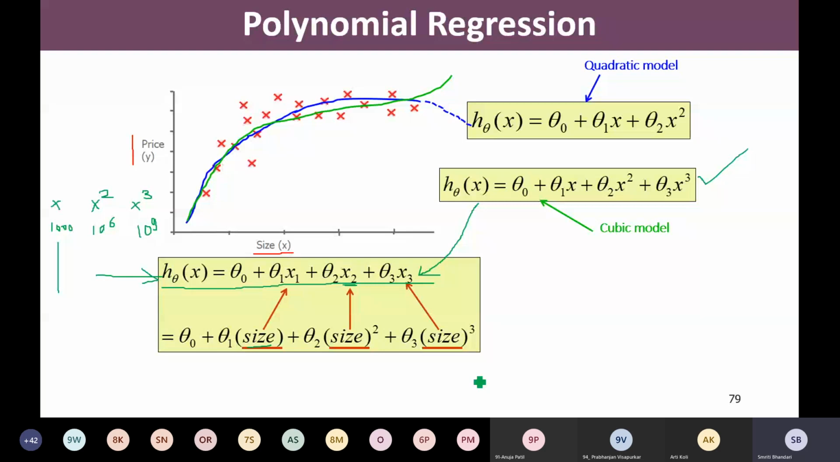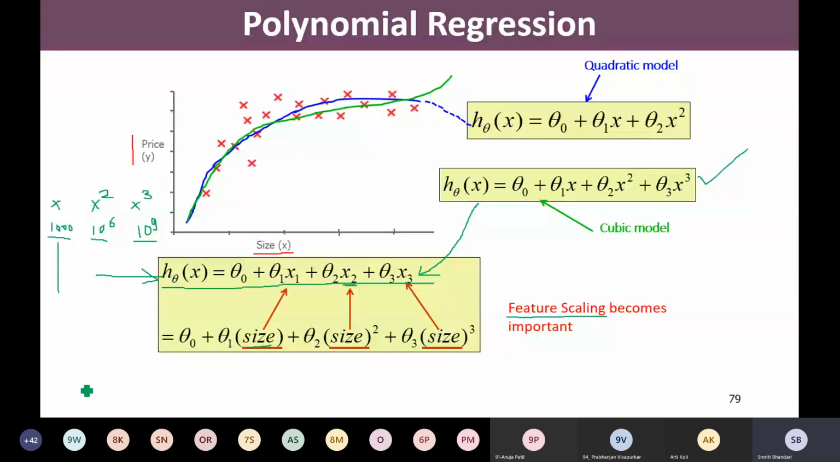So this is how we may think of this cubic model that we are having. Now, one point to be noted here is, as we are having the original feature, the square of that feature and the cube of that feature as separate features, we need to make use of feature scaling here if we are going for gradient descent. And why is feature scaling required? As I mentioned, if the size of the house is 1000 square feet, then obviously size square becomes 10 to the power 6 and size cube becomes 10 to the power 9. So there is a lot of difference in the range of values of these features. Do you agree with me?